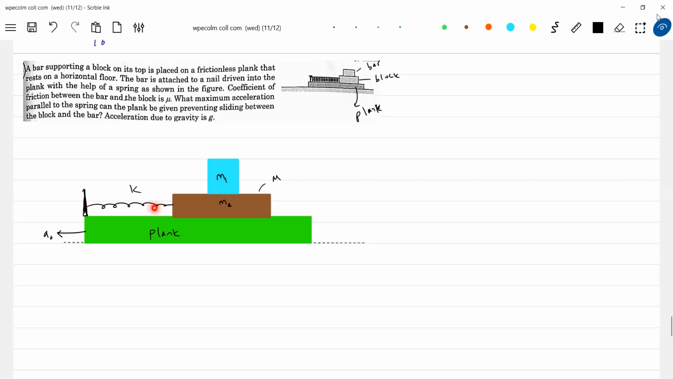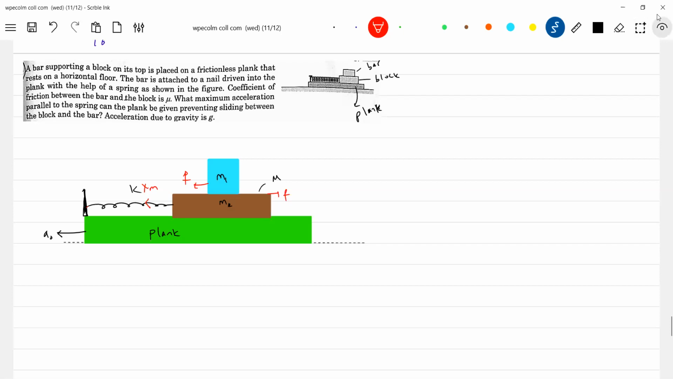So finally, what will happen? At maximum elongation, the situation that arises is like kxm. So this will be the force acting here, and the friction will act in this direction. So slipping should not occur. What is the maximum permitted value of that? Should be mu m1 g.